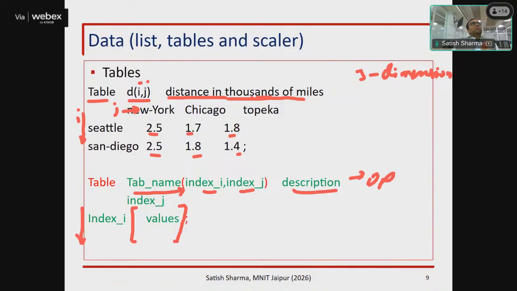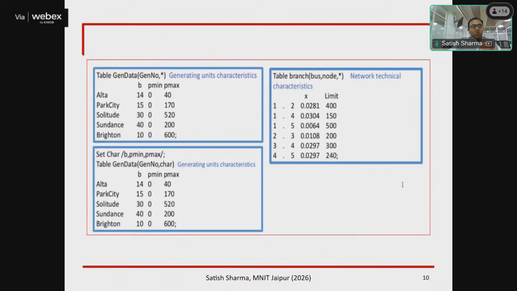if you are writing code and trying to solve with the help of GAMS, you yourself will get confused. So that's why two dimensions are fine, three dimensions are also fine. And if you are good with the tables and properly labeling them, you can go with the high dimensional as well. Okay, so these are the other examples.